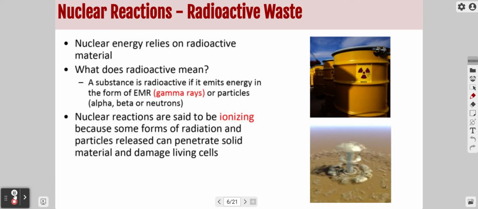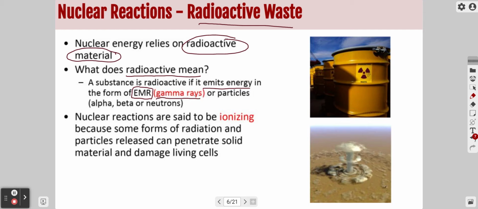All right, so when you hear about nuclear reactions, you probably think of radioactive waste. This is because when we are talking about nuclear reactions, we are talking about radioactive materials. And when something is radioactive, what does it mean? It means these substances are emitting energy in the form of EMR, and specifically gamma radiation, or alpha, beta, and neutrons, so they're particles.